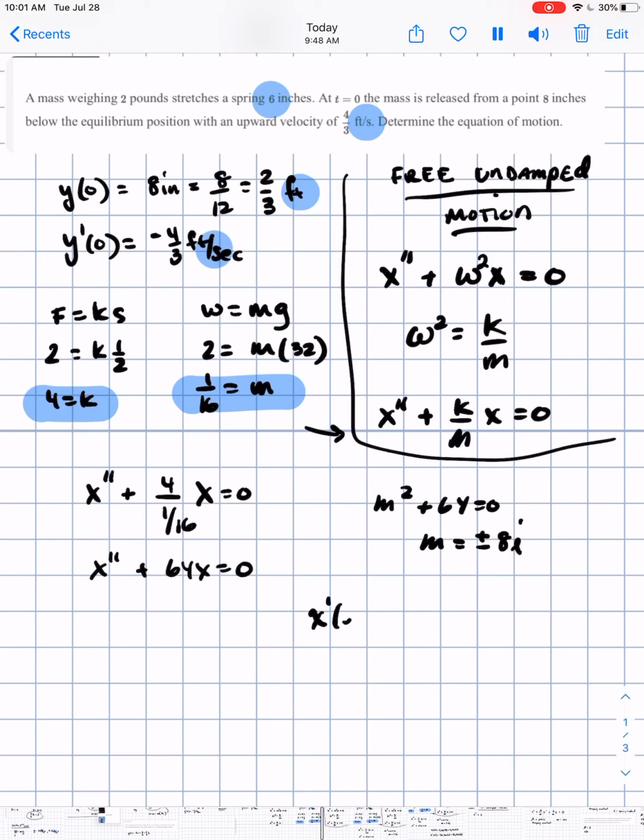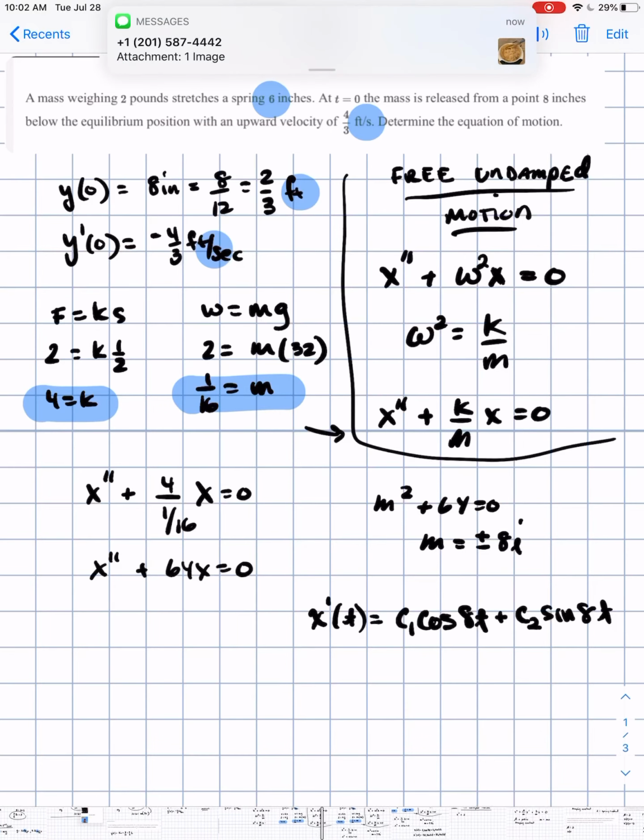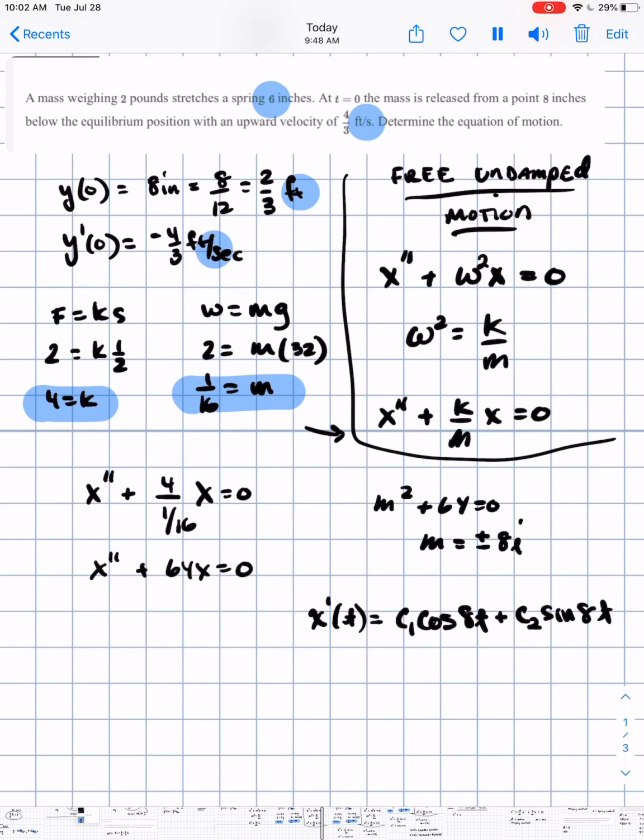So remember, this is x of t equals c1 cosine 8t plus c2 sine 8t. And just be careful of the t, not the 8, because they might mark it wrong on the web assign.